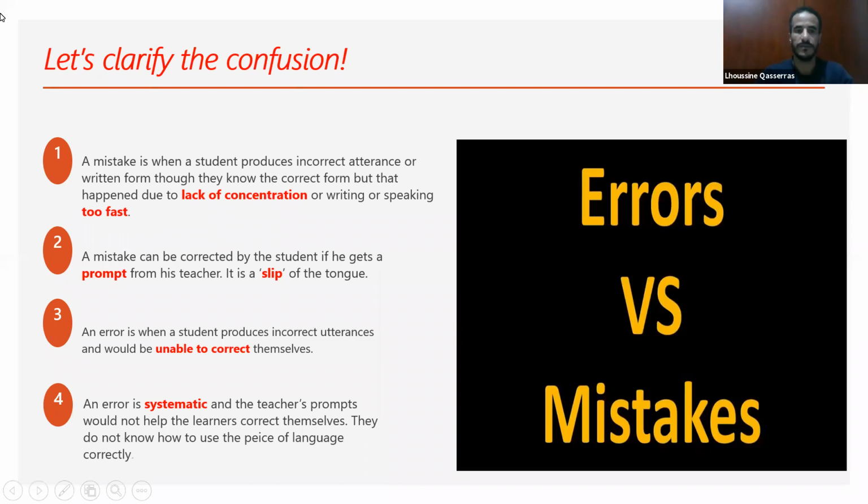And number two, if the teacher helps, the learner can correct herself and himself. Teacher, Bob play tennis. Look, Muhammad. Bob, teacher, Bob, he plays. So it's a mistake because the teacher gives some help and the learner could correct. So it's number two. A mistake can be corrected by the student if he gets a prompt, if he gets help from his teacher. So it's a slip of the tongue. Is it clear so far about the mistake? Yes, please.